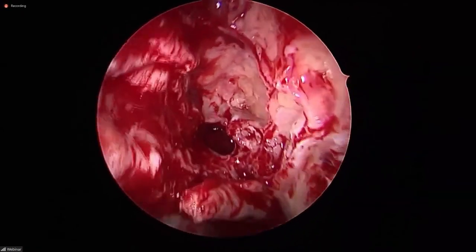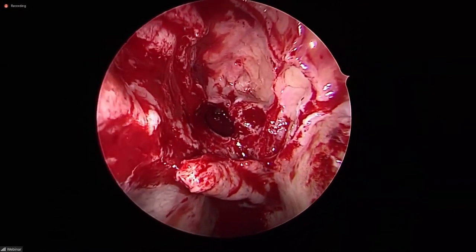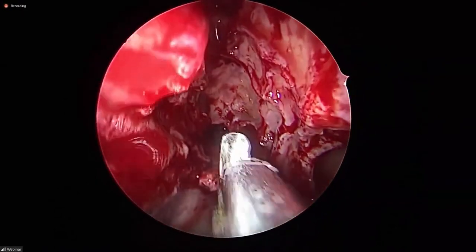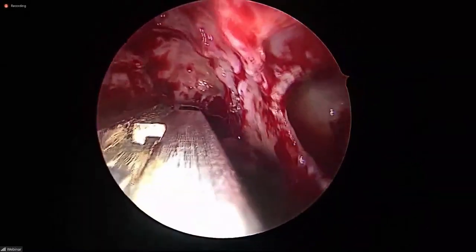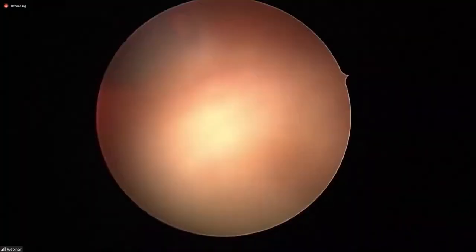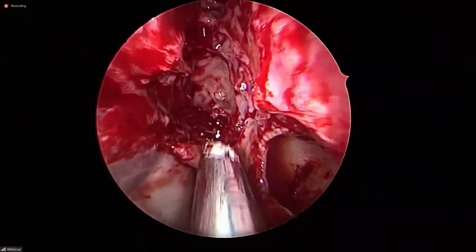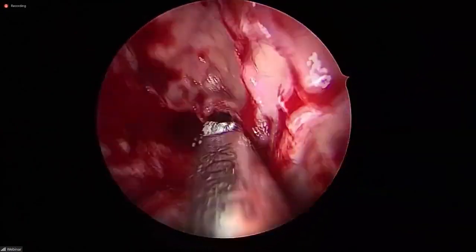Sir, no cell there. Laterally and inferiorly, the sphenoid sinus, can it be widened still more? That is what I'm doing now. See this? Carry some sponge. You can use a sphenoid punch, you can use a drill, you can use a debrider, you can use any instrument.